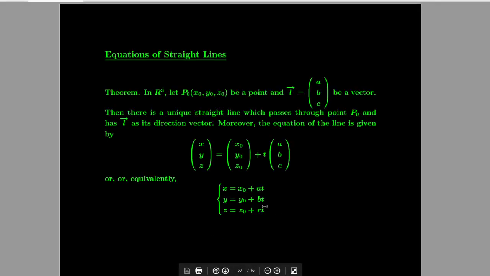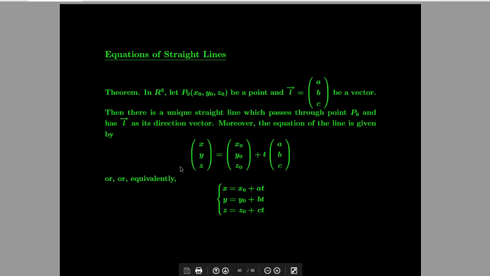The equation of the line. A line cannot be determined by one equation of three unknowns anyway, right? One equation of three unknowns is a plane. Okay. The equation of the line has two forms.